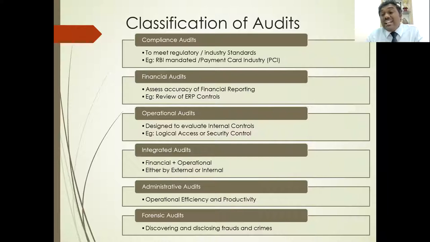Then you may also do an administrative audit just to evaluate the efficiency. This is normally done when you want to prove how your system was prior and post, the earlier era and the post era. So in those scenarios also you may consider it.